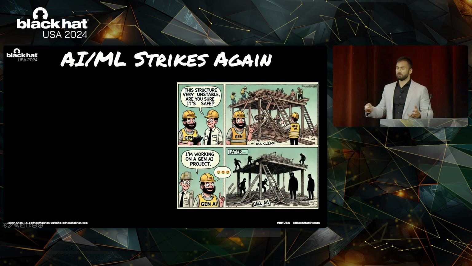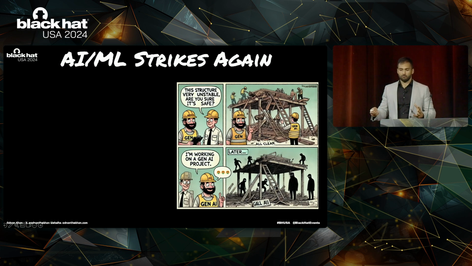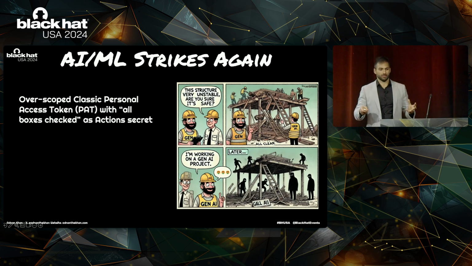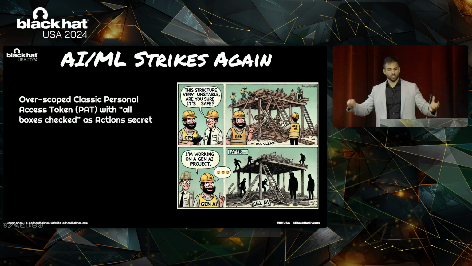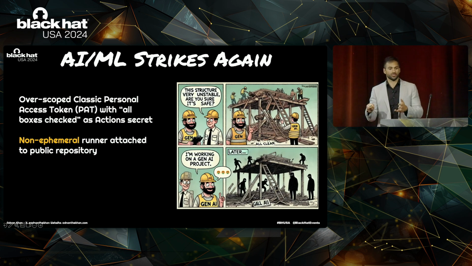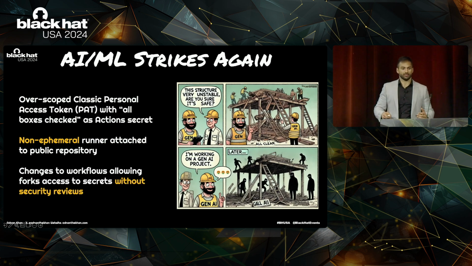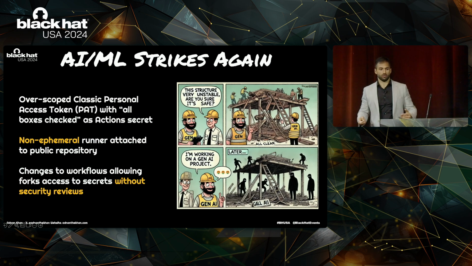Now, if this picture looks familiar to you, it's because it's the same picture from before. It's another case of vulnerabilities arising within the general AI/ML space. So the first situation here is that there was an overly scoped access token attached to that repository as an action secret. Next, there was another non-ephemeral self-hosted runner attached to the public repository. That wasn't the one running the fork pull request workflows, but combined with the token, it was possible to get access to it. And finally, it's very likely that the changes to the workflows that introduced this vulnerability in the first place didn't really go through security reviews.